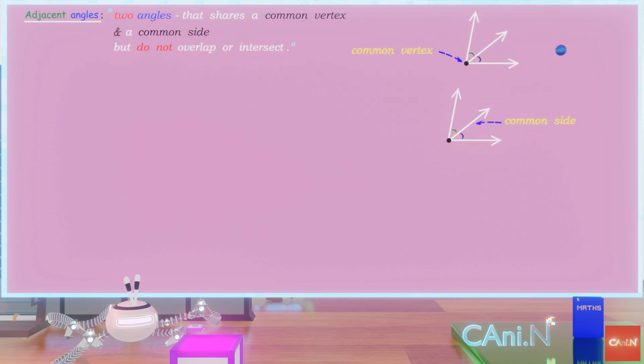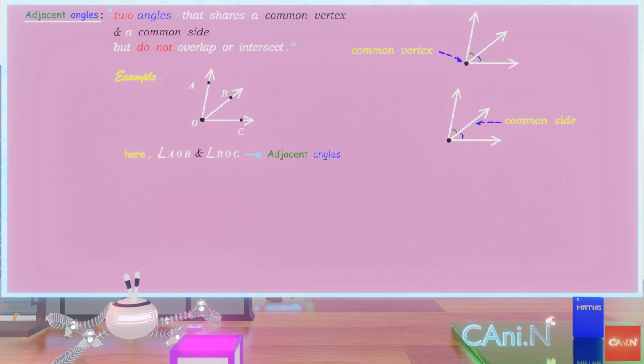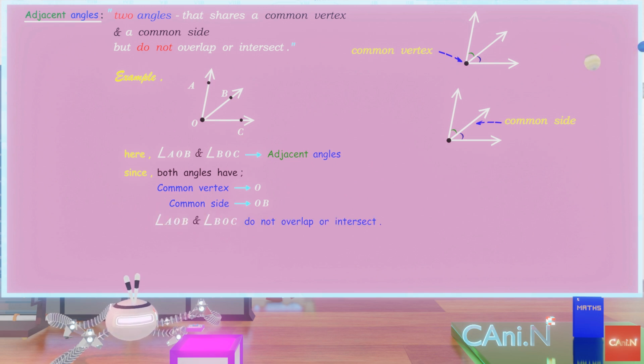Adjacent angles are two angles that share a common vertex and a common side, but do not overlap or intersect. Example. Here, angle AOB and angle BOC are adjacent angles, since both angles have a common vertex, that is, O, and a common side, that is, OB. Angle AOB and angle BOC do not overlap or intersect.